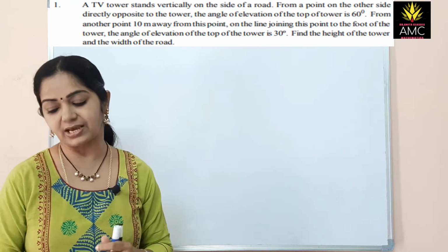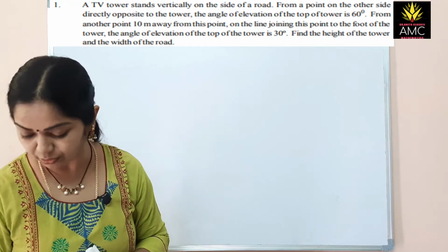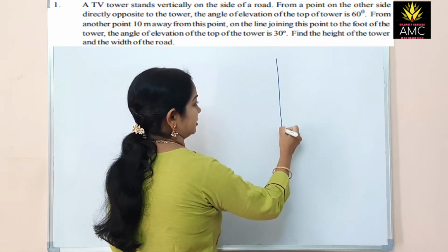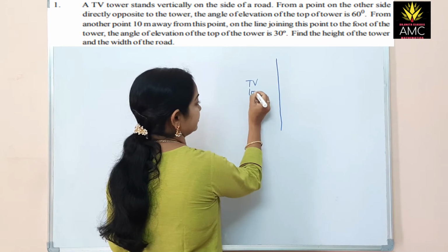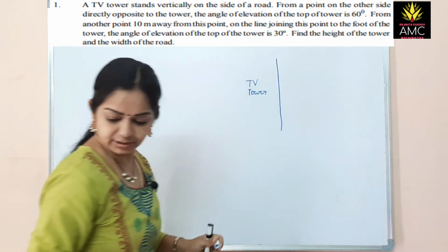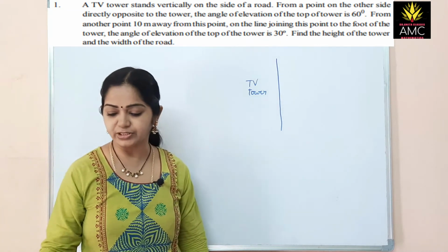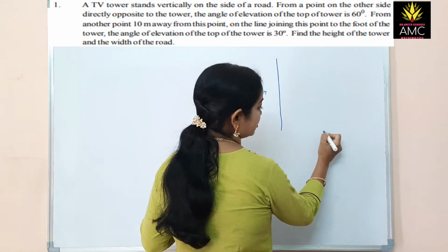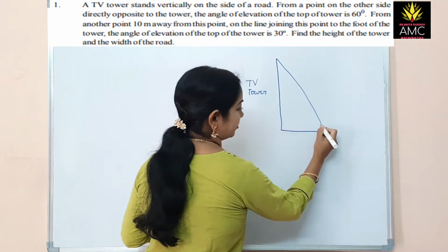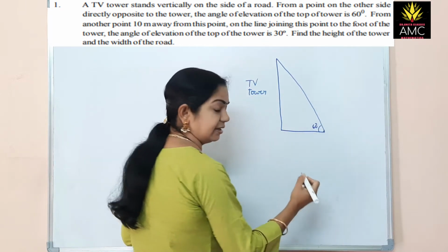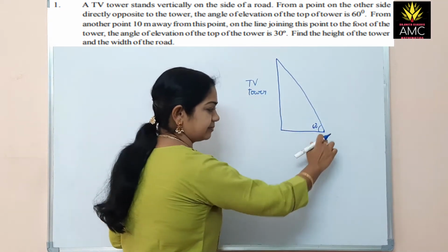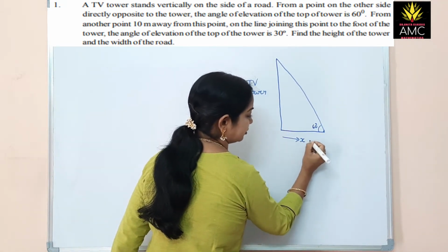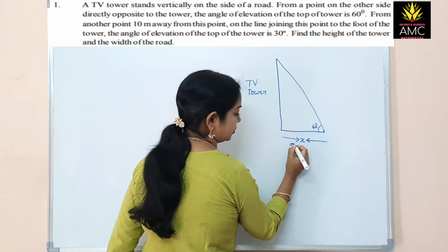Here, a TV tower stands vertically on the side of a road. Let us draw a TV tower here. Let me suppose this as a TV tower. From a point on the other side directly opposite to the tower, the angle of elevation to the top of the tower is 60 degrees. So the angle is 60 degrees here, and if this is a TV tower and this is a point of observation on the road, let this be the width of the road. I'll suppose the width of the road as x. So, this is road width.